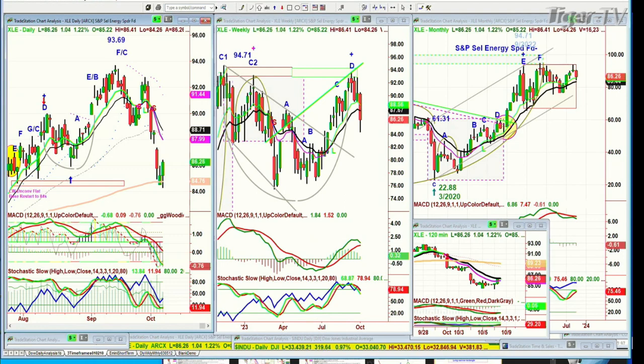Yes, it's right on the 200 period moving average in the daily chart. It made a peak D in the weekly chart. And the monthly chart says it's just kind of stuck in a range. I don't think it's in a breakdown. I think oil is still kind of important.